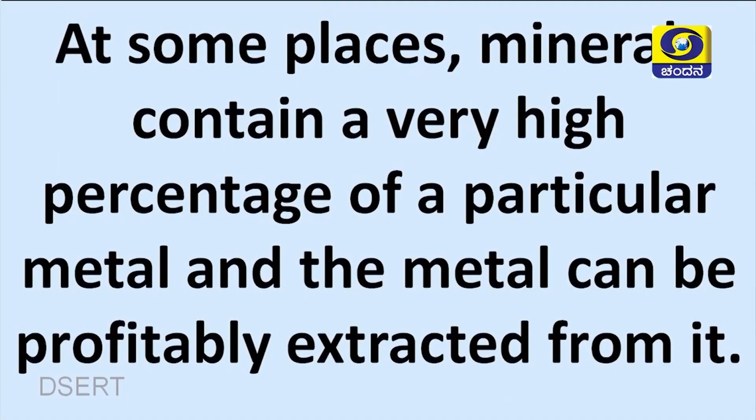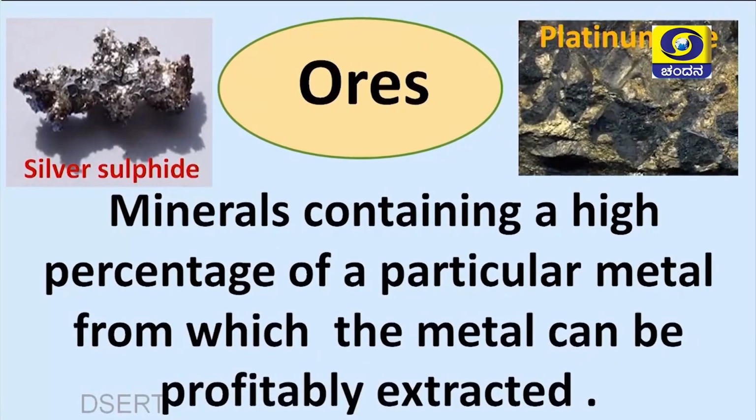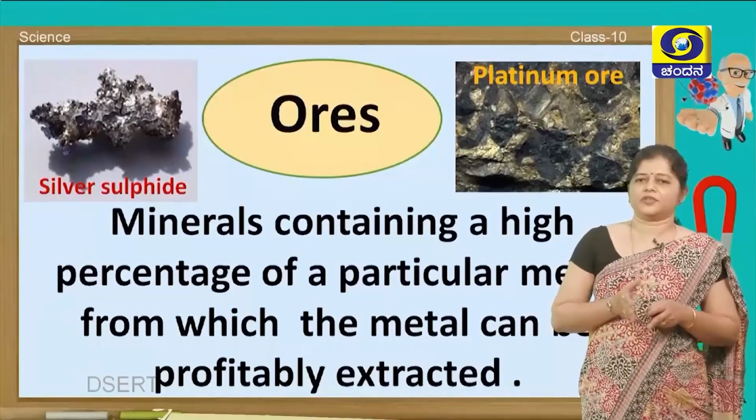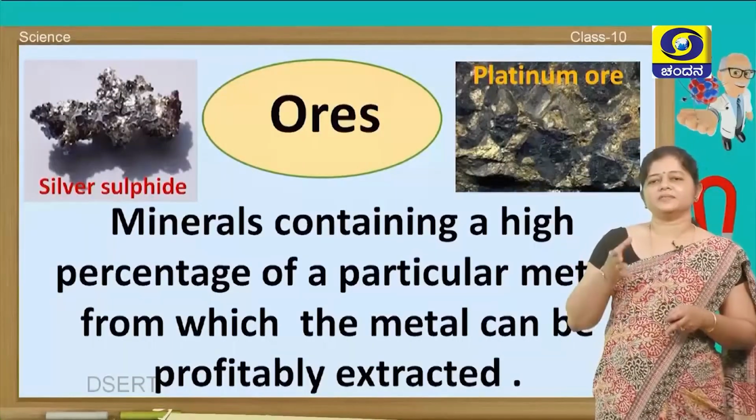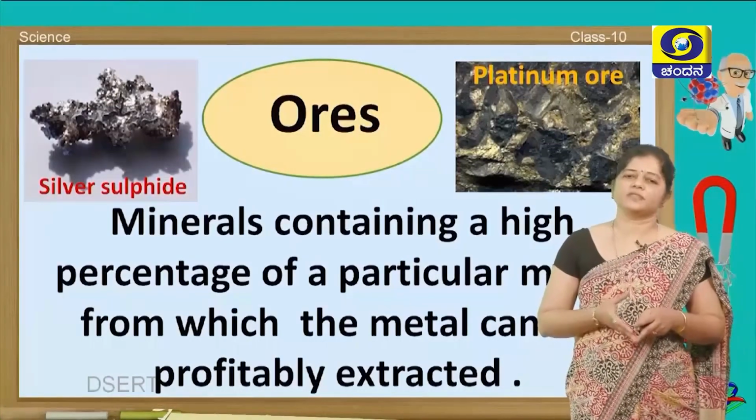At some places, minerals contain a very high percentage of a particular metal, and the metal can be profitably extracted from it. You can find minerals everywhere, but the percentage of that particular metal in that mineral should be so high that it can be profitably extracted. So, ores are the minerals which contain a high percentage of a particular metal from which the metal can be profitably extracted. That means not much money is wasted in that process. If you can profitably extract the metals from the minerals, such minerals are called ores.